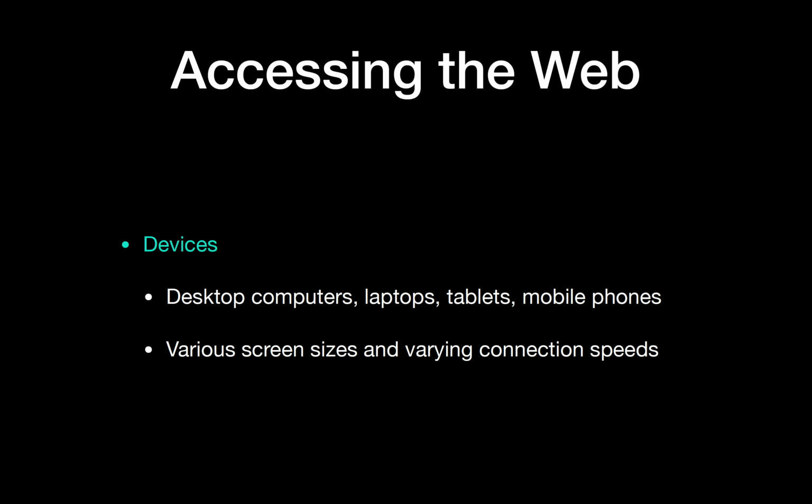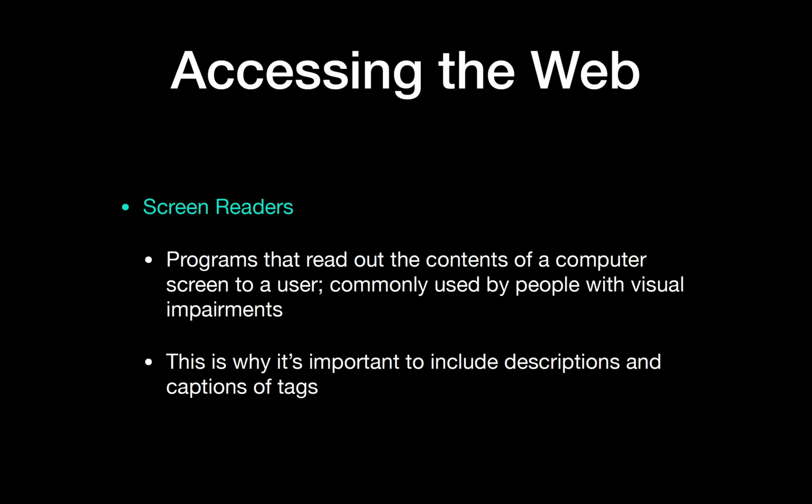Devices. Again, desktop computers, laptops, tablets, and mobile phones, and we're accessing the web via various screen sizes and varying connection speeds. Screen readers: web accessibility is becoming even more important. A screen reader is a program that reads out the contents of a computer screen to a user. It's commonly used by people with visual impairments.